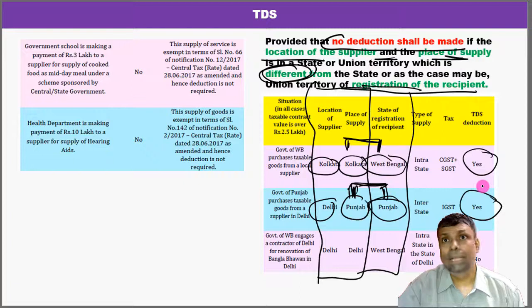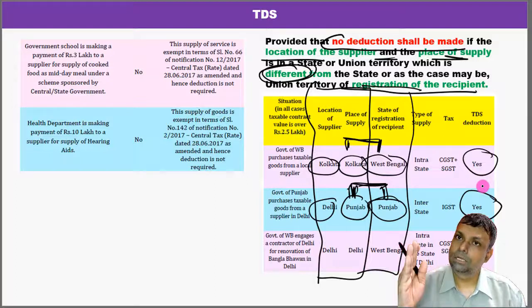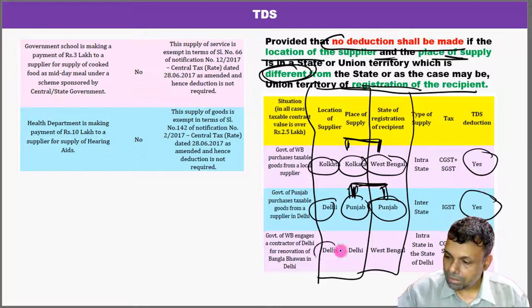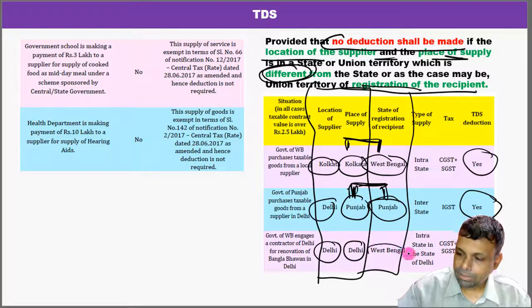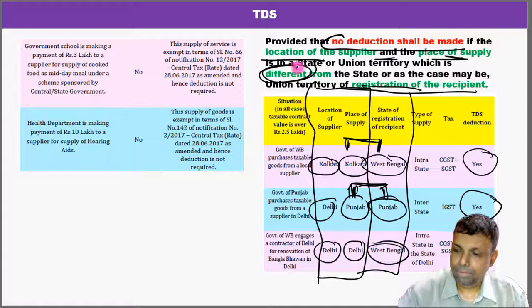So if one of the places is common, that means either the location of the supplier or the place of supply matches the recipient state, if either one place is common, then the provisions of TDS will be applicable. Look at the third example. Delhi and West Bengal. There is nothing in common. That means it is a completely different place.